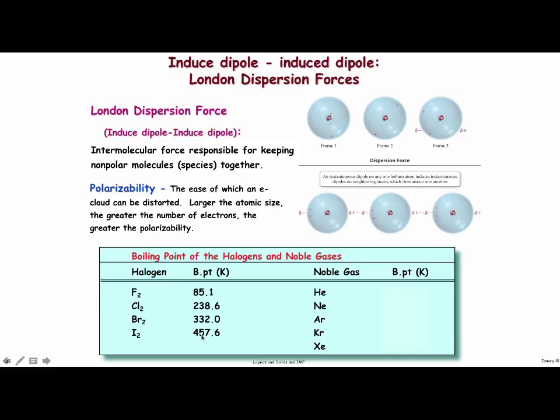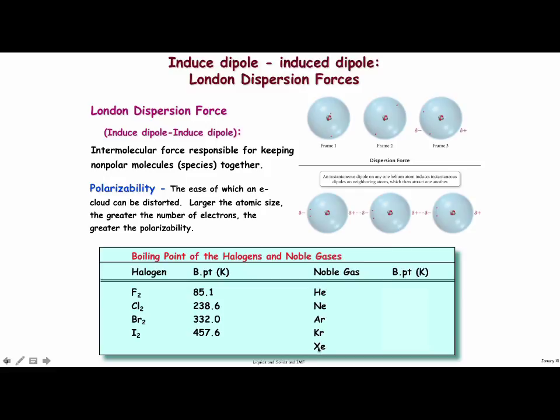In fact, at room temperature, iodine is a solid, indicating that it has a much stronger intermolecular force because of London dispersion force than fluorine. Let's take a look at the noble gases. All these have electrons. Helium is a smaller atom than neon, which is smaller than argon, which is smaller than krypton, which is smaller than xenon.